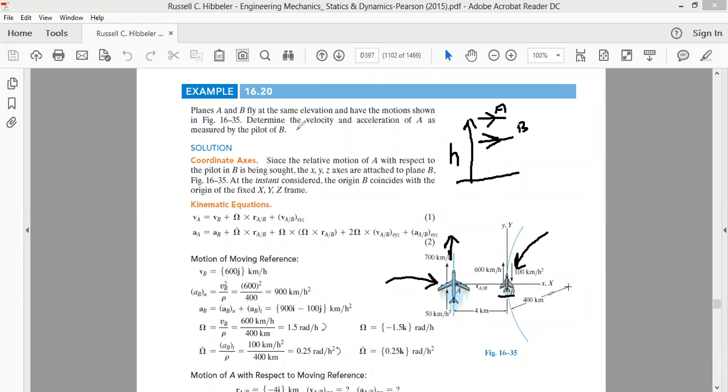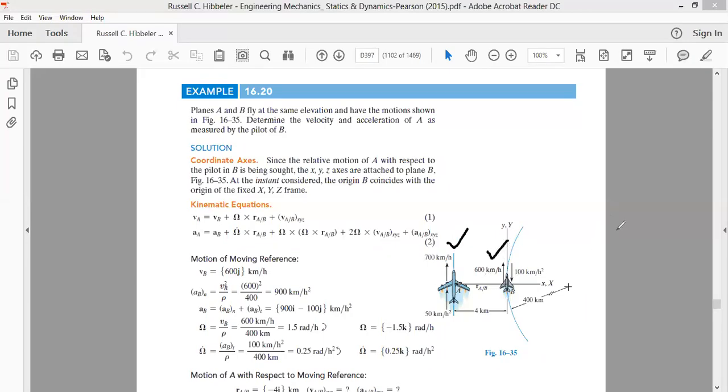Now the question says, determine the velocity and acceleration of A as measured by the pilot B. That is, we are having two aircrafts, aircraft A and aircraft B, and we are given the information that aircraft A is flying at a speed of 700 km per hour and aircraft B is flying at a speed of 600 km per hour.